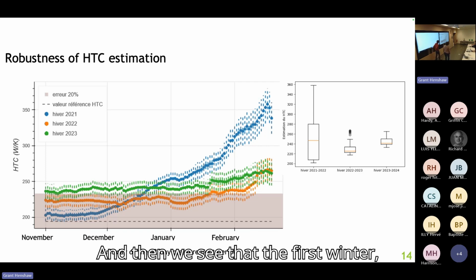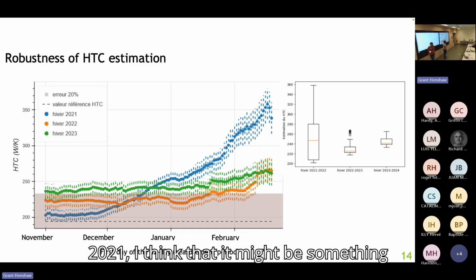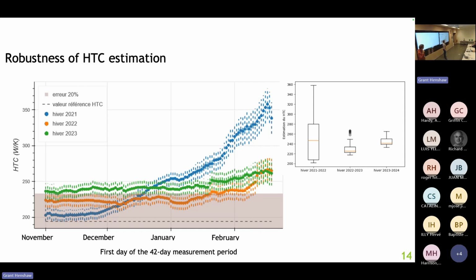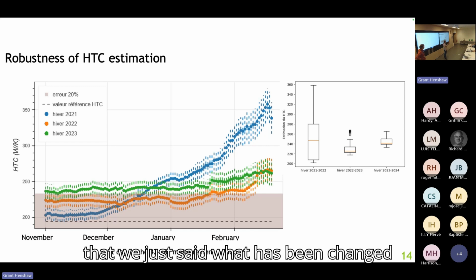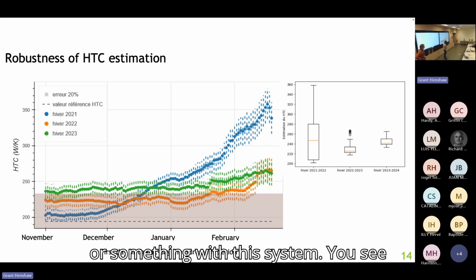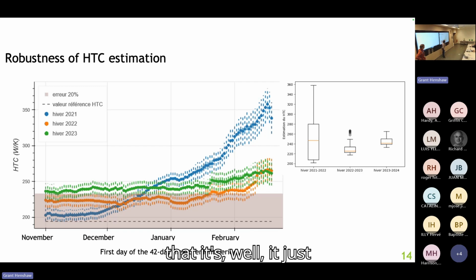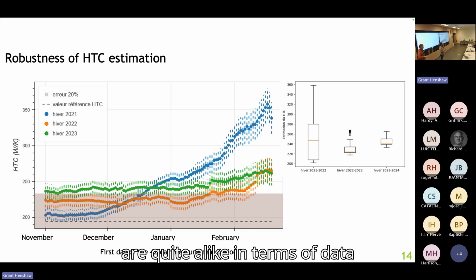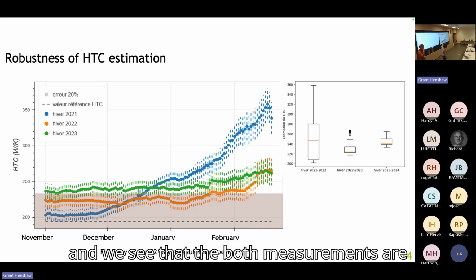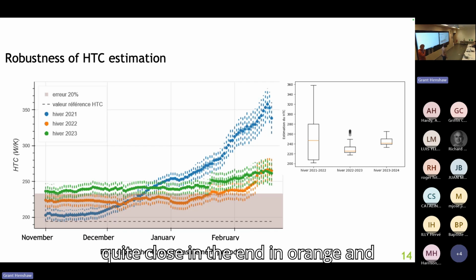And then we see that the first winter, 2021, gives what? I think this might be something weird with occupancy, or maybe a set of temperature set point has been changed, or something with the system, because you see that it just goes up for no reason. We haven't explained it yet. The other two winters are quite alike in terms of data, and we see that both measurements are quite close in the end in orange and green.